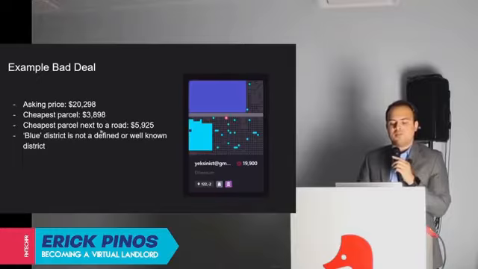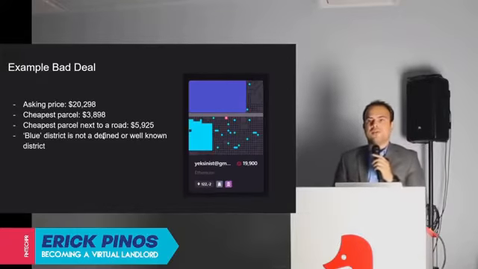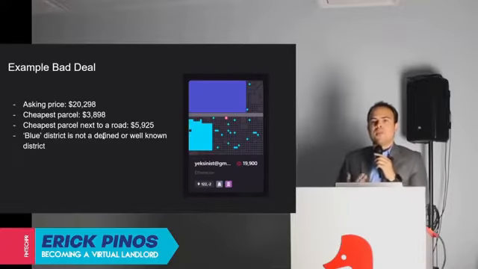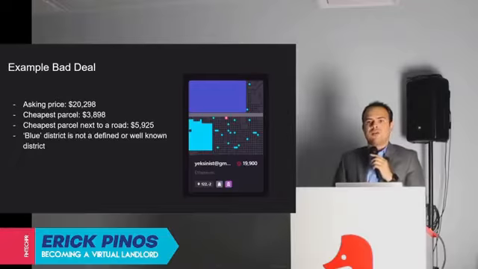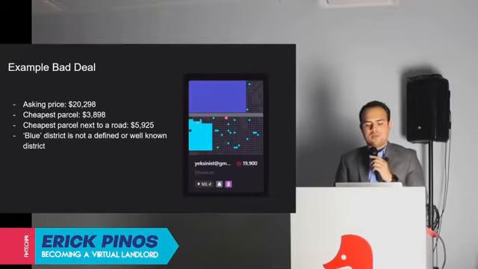Next, the cheapest parcel next to a road is $5,900. So remember how I said that if a parcel is next to the road it's worth more? Even the parcel that's next to a road is only worth a couple thousand more. So you can see already that this is way overpriced. And then the last thing is that the blue district is not defined or a well-known district.